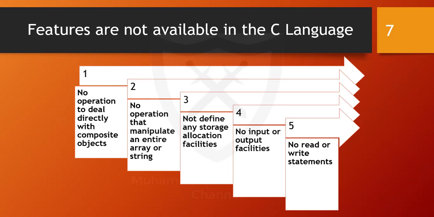C provides no operation to deal directly with composite objects such as character strings, sets, lists, or arrays. There are no operations that manipulate an entire array or string, although structures may be copied as a unit. The language does not define any storage allocation facility other than static definition and the stack discipline provided by the local variables of functions. There is no heap or garbage collection.